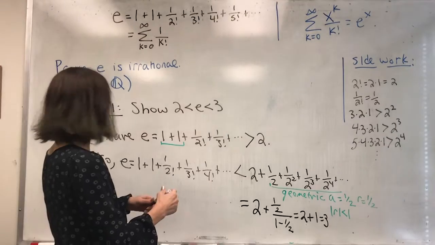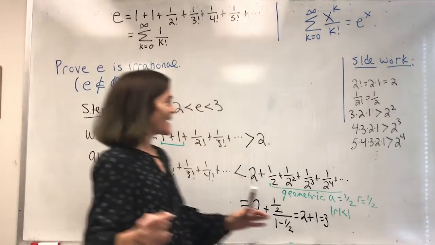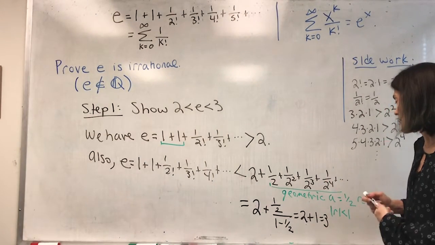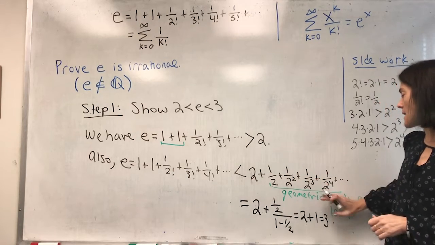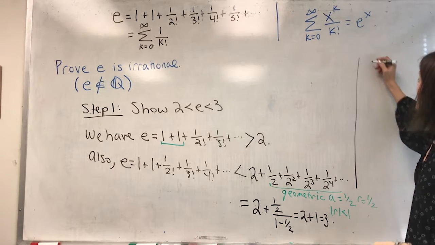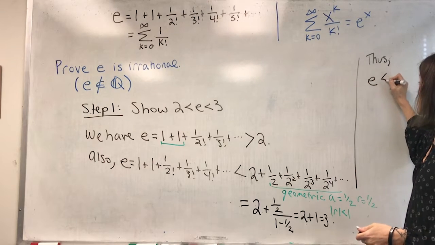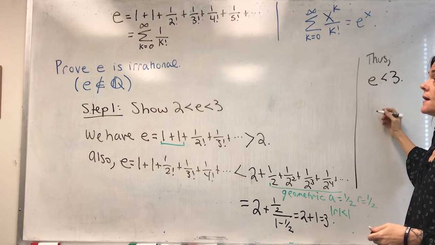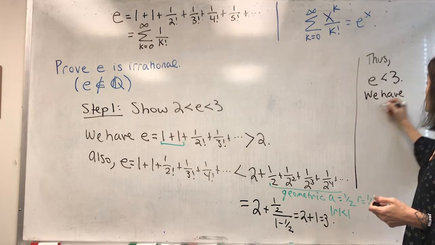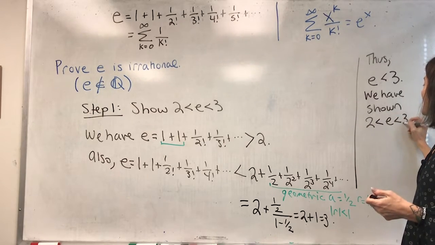Okay. Now, what we see here, maybe it's time to erase my side work box to make a conclusion, because I have this line, explanation, this line. Now let me erase. We can just say, thus, we see that e is strictly less than 3. And step 1 is complete. So we have shown that 2 is less than e is less than 3.